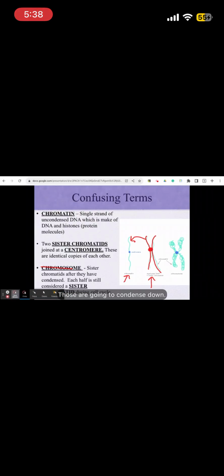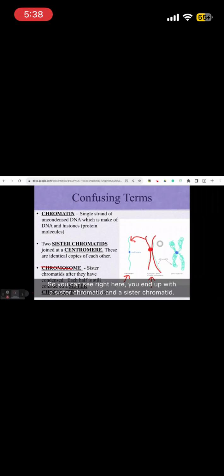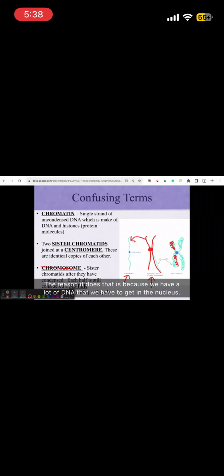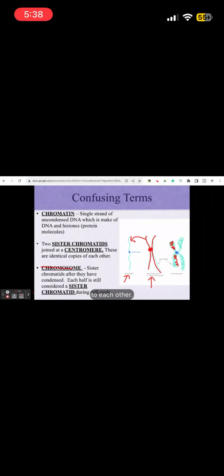And then we're going to call them chromosomes again. So you can see right here that you end up with a sister chromatid and a sister chromatid. The DNA has condensed. That's why it looks all squiggly here. The reason it does that is because we've got a lot of DNA that we have to get in the nucleus. Each half of this is still considered a sister chromatid as long as they're attached to each other. Together, we call them a chromosome.